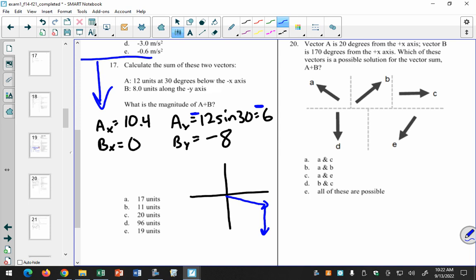All right, so that's what my vector should look like. The resultant vector is going to be right there. Okay? So, now that I have the signs right, I have ax is 10.4, ay is negative 6, bx is 0, by is 8. Brianna? Ah, yes. Thank you. Y'all can take it out of my paycheck.